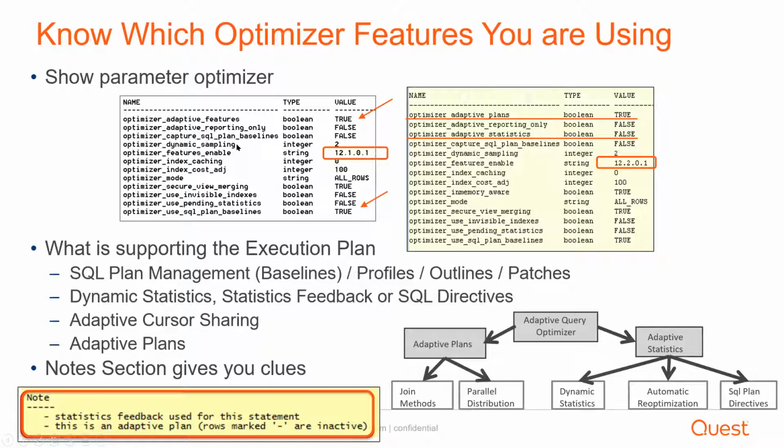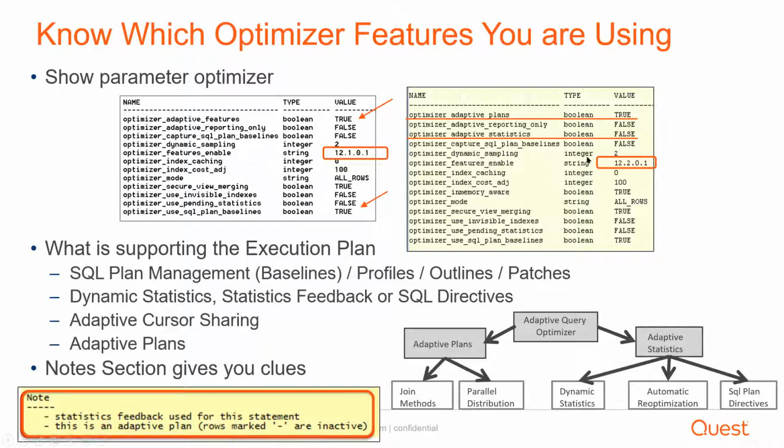So in this case, I'm not capturing baselines. That by default is set to false. But if there is a baseline, it's using it. You can also look to see if your invisible indexes are turned on, because if they are, you may not be using an index and can't figure out why, and it has been turned invisible. Different things like that.